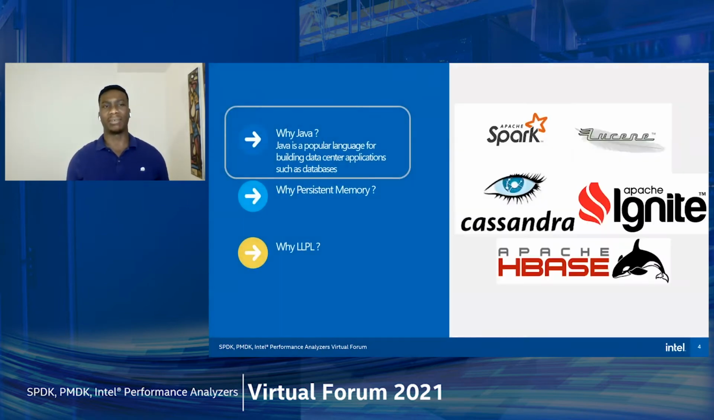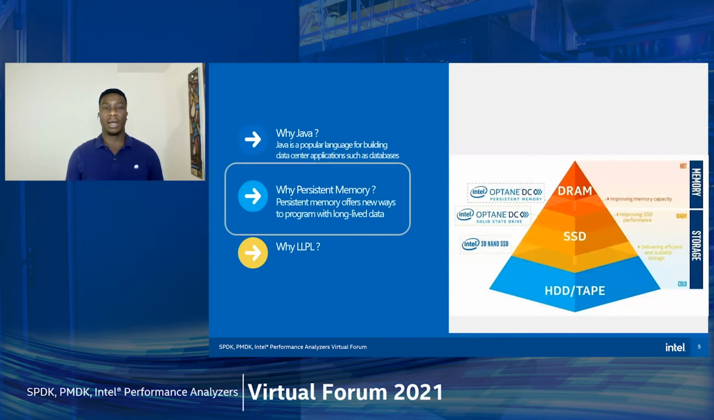So first off, why Java? Java continues to be a popular language for building data center applications, such as databases. These big data frameworks that you can see the logos for are only examples of Java applications in the big data space. Now, why persistent memory? Persistent memory boasts that it offers new ways to program with long-lived data and that it would optimize the data center. Well, persistent memory is fast like DRAM, and it's persistent like storage. And so some of these Java frameworks are using persistent memory to build things like persistent caches and persistent storage, mostly all for the performance benefits.